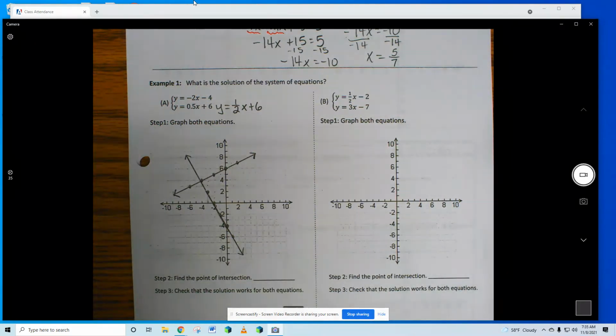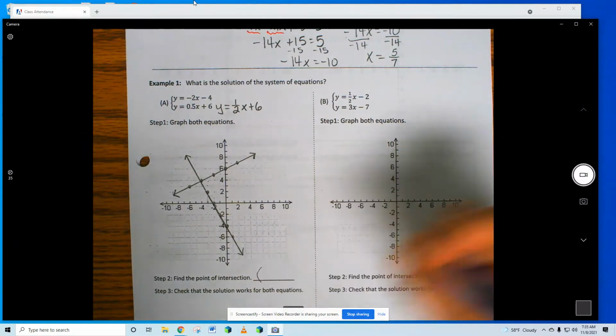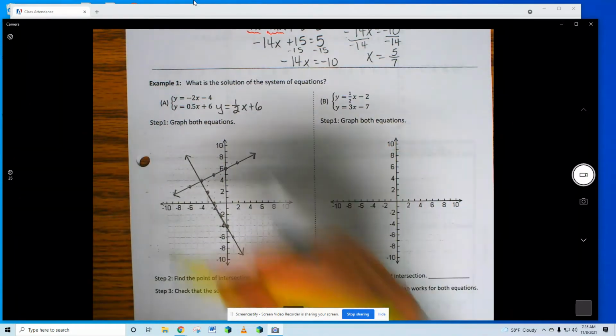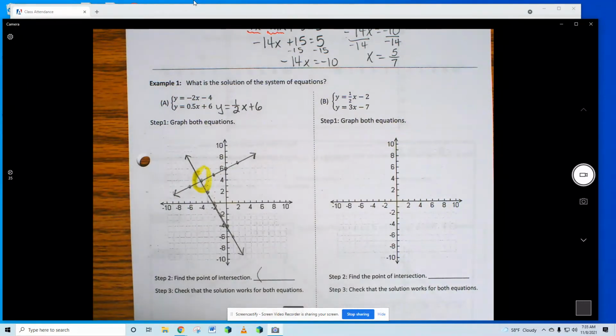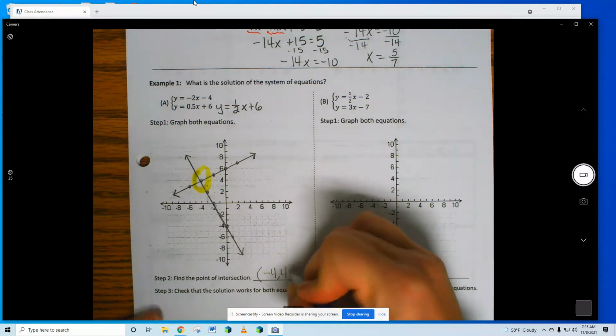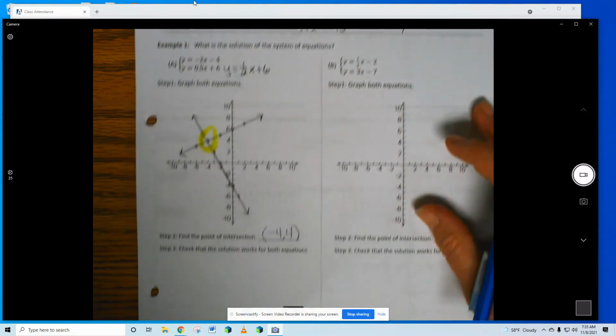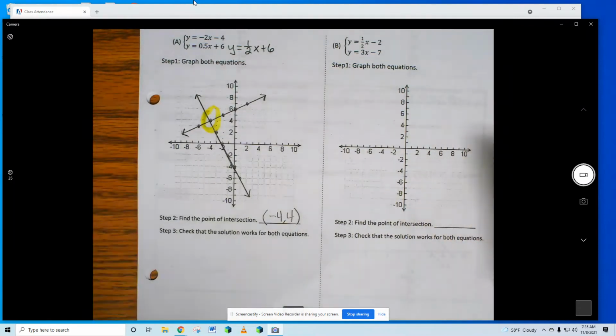My point of intersection is negative what? Someone tell me out loud. Someone new. Yeah. Negative 4, comma 4. Checking that the solution works. Let me tell you how to do that. You plug it in, plug it in.